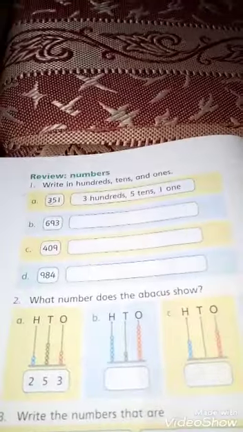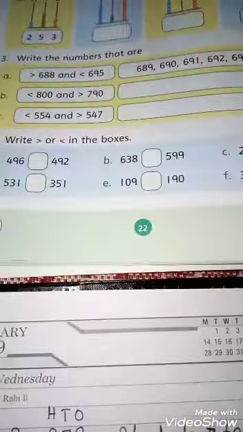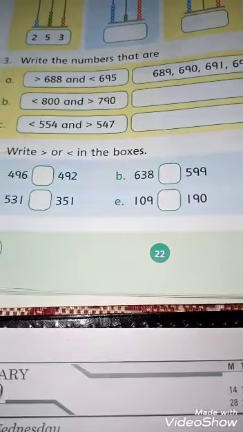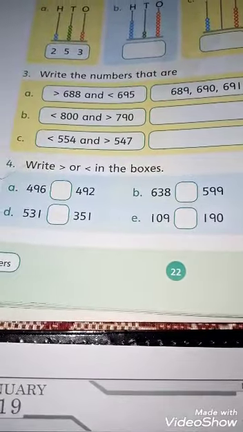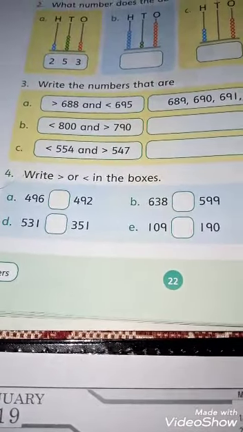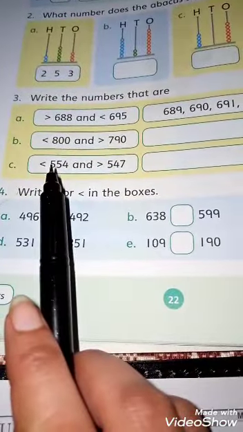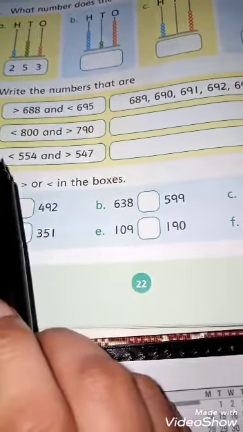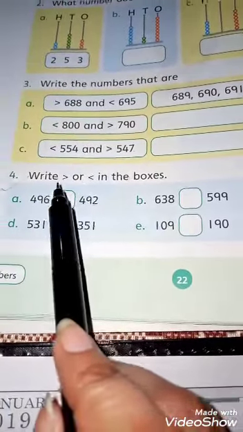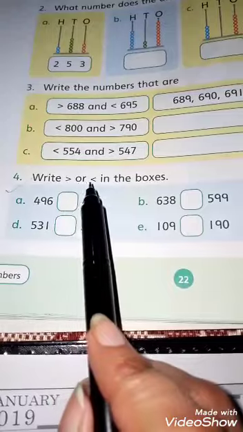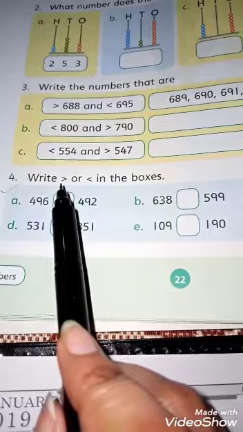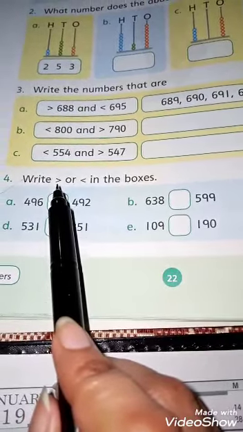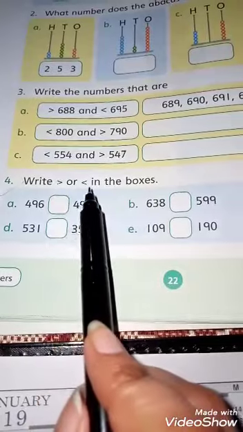Now question number 4 is write greater than or less than in the boxes. Greater than and less than symbols can be used to compare numbers and expressions. The greater than symbol is this and the less than symbol is this.